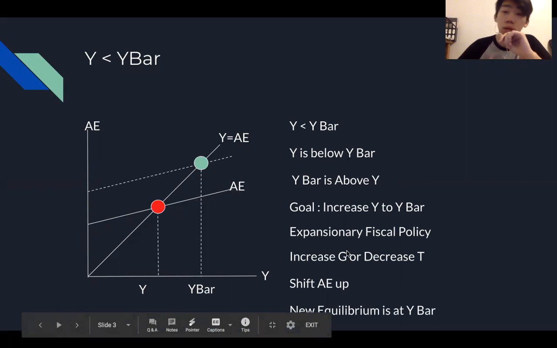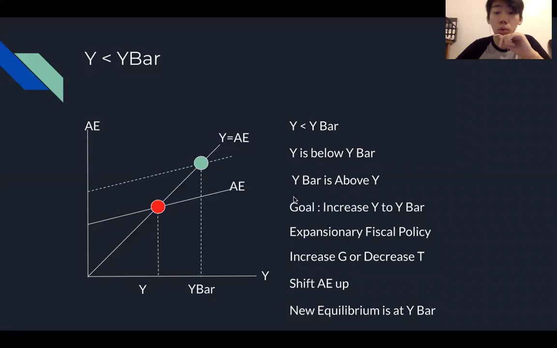Just remember that when you see these key terms, Y is less than Y bar, Y is below Y bar, or Y bar is above Y, they all mean the same thing. It just means that we are below the full employment level of output, and we need to do expansionary fiscal policy.